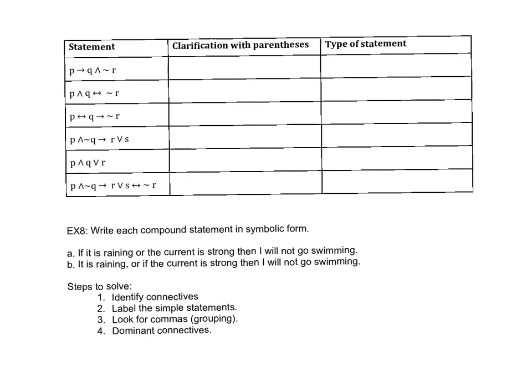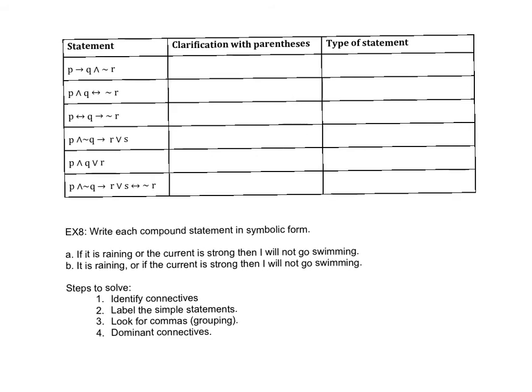Let's go ahead and clarify our statements. Notice in this table, we have a bunch of symbolic statements, but there's no grouping symbols. In the first one, we have P, arrow, Q, and not R. I am going to clarify this statement by using parentheses to group. So what I do is I look at my list of dominant connectives. Now the biconditional, the double arrow, is most dominant. I don't see a biconditional in this statement. So then I look at the next dominant, which would be the conditional. And I see that there is a conditional.